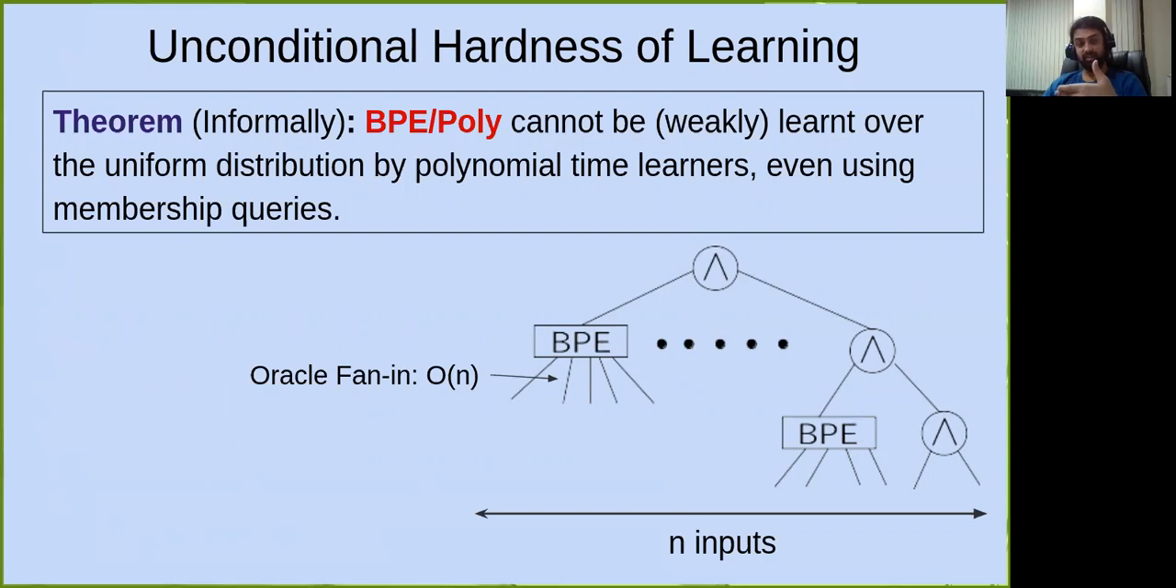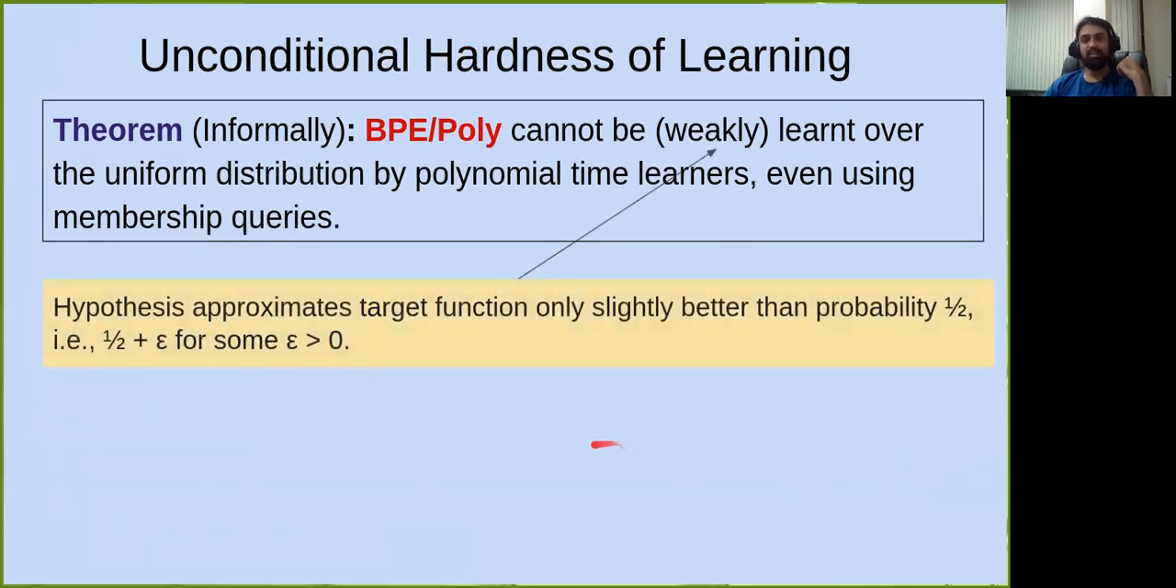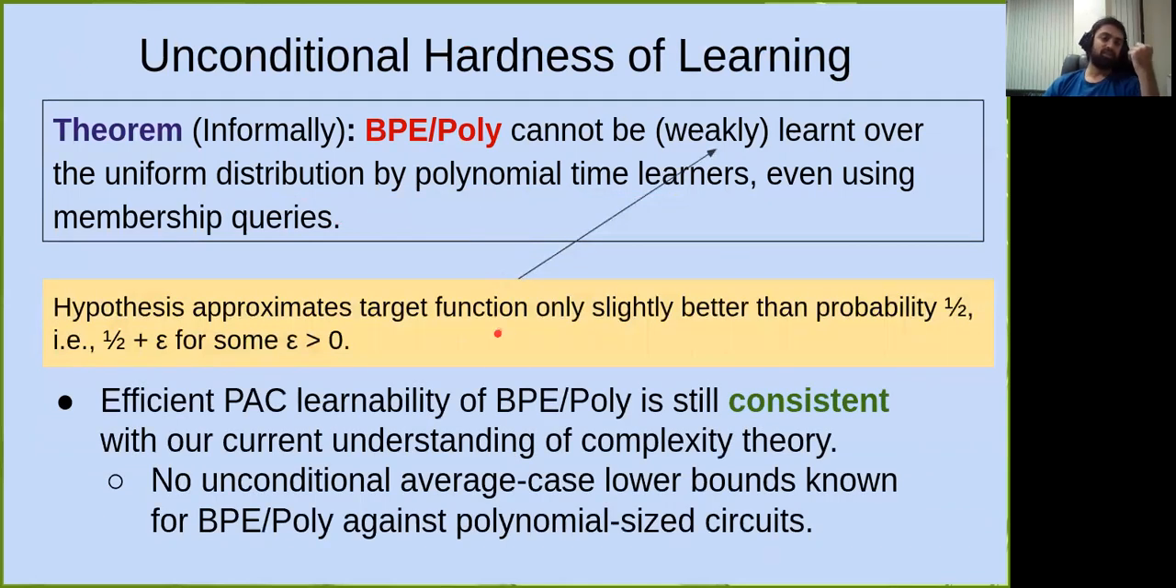To this end, we prove our first result, which is that the class BPEXP/poly cannot even be weakly learned over the uniform distribution by polytime learners, even using membership queries. The class BPEXP/poly is a class of polynomial size circuits with BPEXP oracle gates. BPEXP is bounded-error probabilistic exponential time, and oracle fan-in is linear in the number of inputs. In particular, we show that it cannot even be weakly learned, which means that the learner is only required to output a hypothesis which approximates the target only slightly better than probability half, even over a specific distribution like uniform, and even with membership queries. Of course, the efficient PAC learnability of this class is still consistent with the current understanding of complexity theory, because we do not have any unconditional strong average case lower bounds against polynomial size circuits for this class.